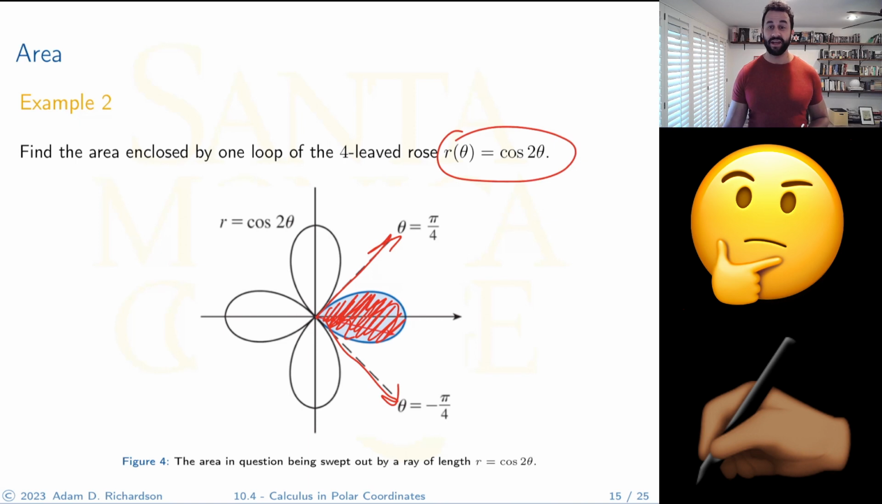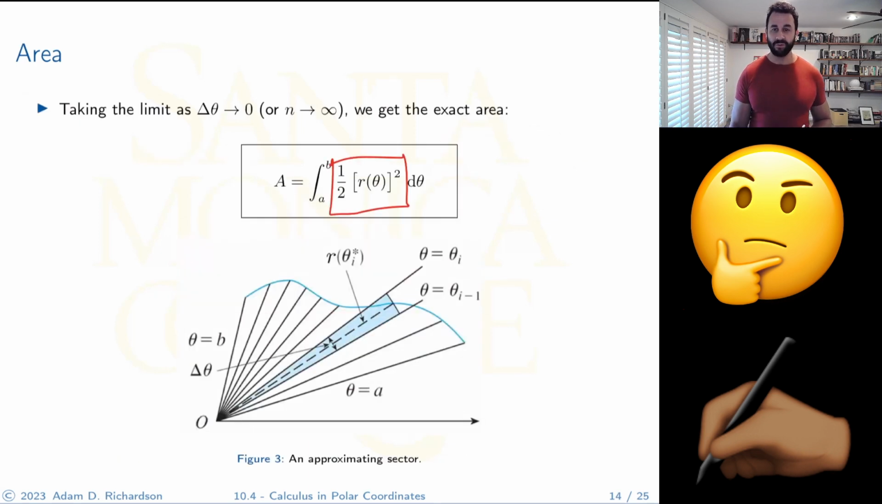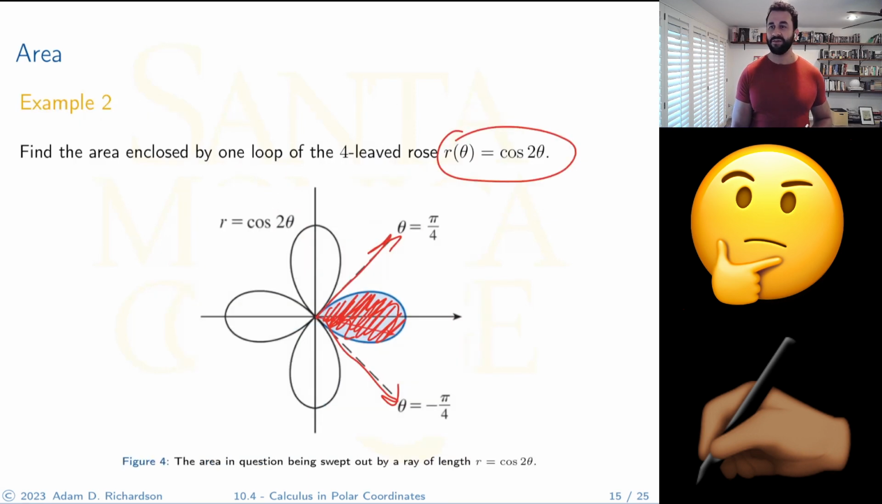All right, now try to work it out on your own. Remember, you've got the formula here. Start with the formula and see if you can find the exact area.